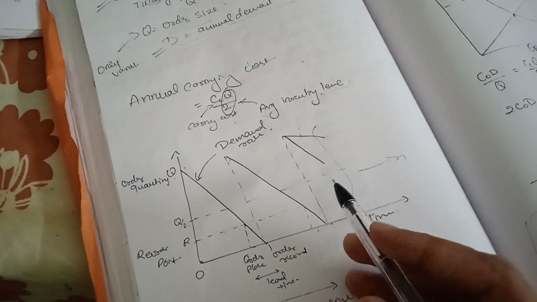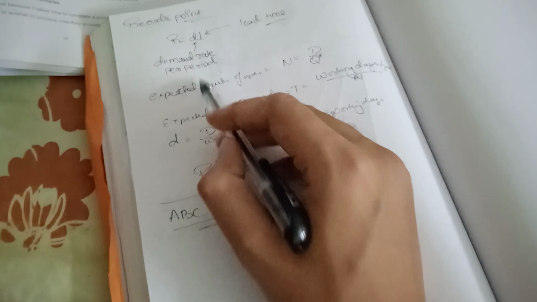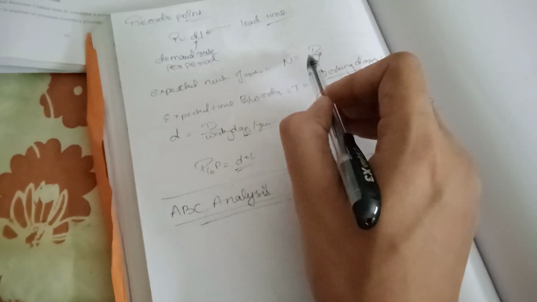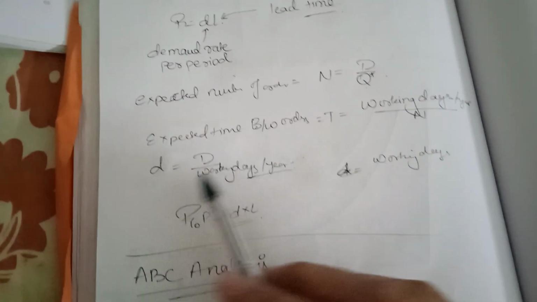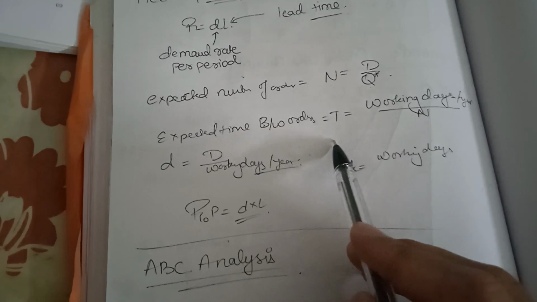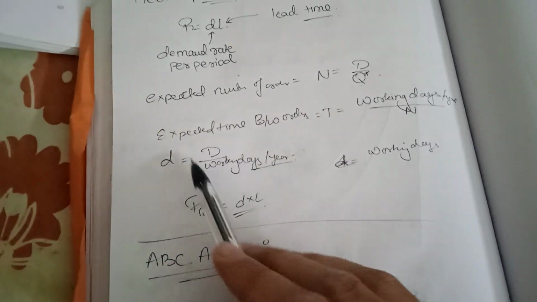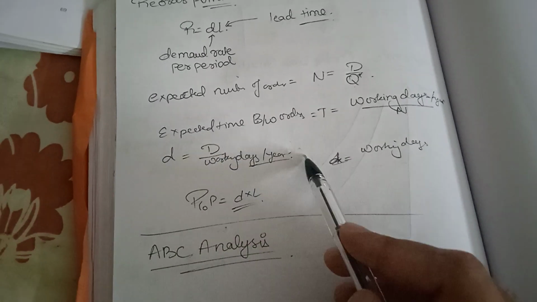So we can say that the time until we receive the new fresh order is the lead time. At the end we come to the expected number of orders, N is equal to D upon Q. And the expected time between orders, T, is equal to working days per year upon N, and small d is equal to capital D upon working days.